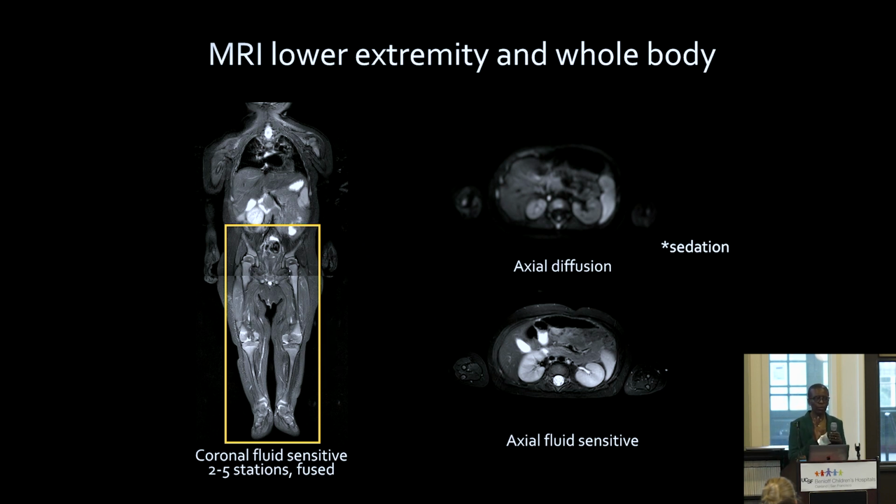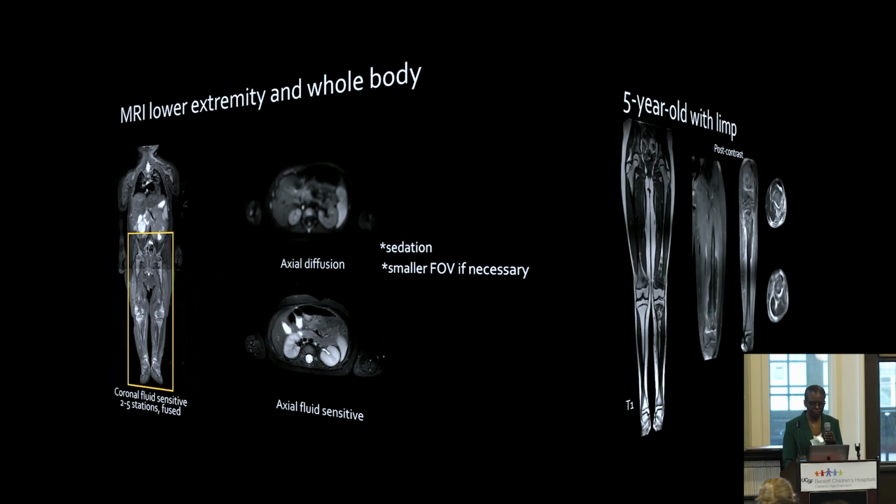So we do a coronal fluid sensitive sequence, and then we'll do an axial fluid sensitive sequence and axial diffusion weighted images, and if we need to, give contrast. So sedation is usually required for the younger children. And then here you can see that if we see something on the edge of the field, we'll cone down and get a smaller field of view to actually look in the feet in particular.